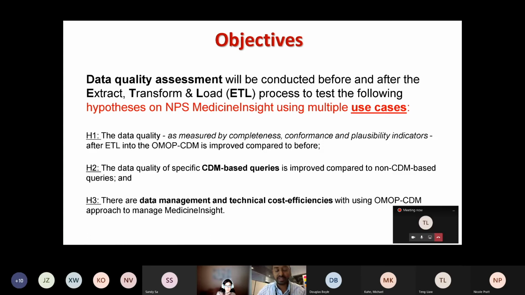But this is the most interesting hypothesis, at least for me. Some of the aspects have been nicely covered by Teng and also Michael. One of the key things is the data management and the technical cost efficiencies associated with the OMOP CDM. We don't know much about that, so I think it's one of the very important criteria to consider before converting into OMOP CDM. So that's another hypothesis: that we'll be able to manage the data efficiently once we convert into OMOP CDM.